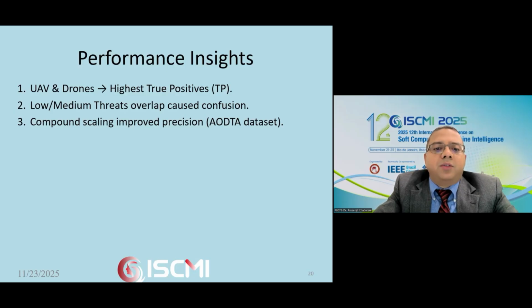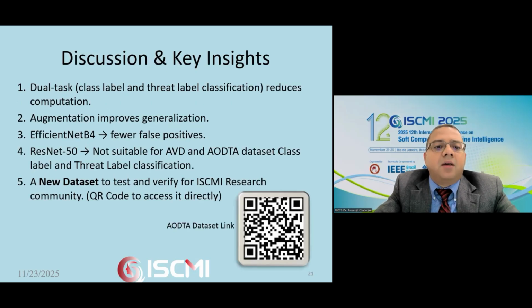To summarize the key findings, we implemented EfficientNet-B4 for dual task classification, which reduces computational cost. Augmentations improve generalization. EfficientNet-B4 is significantly more reliable. ResNet 50 is not suitable for the dual task scenario, and the AODTA dataset provides the strongest foundation for training. You can download and use the AODTA dataset using the following QR code link.